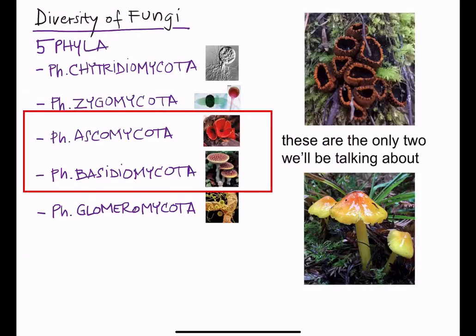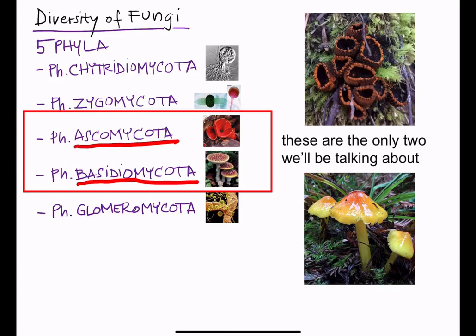Okay, so in terms of the diversity of fungi, there are at least five well-known phyla, but the phylogenetics are being clarified by genetics really frequently, and so this may or may not change. But anyway, we're only going to be talking about two different phyla: Ascomycota and Basidiomycota.